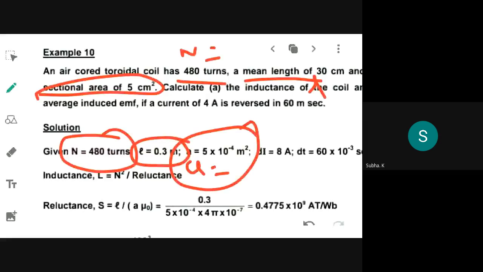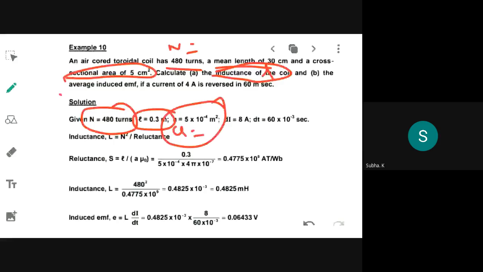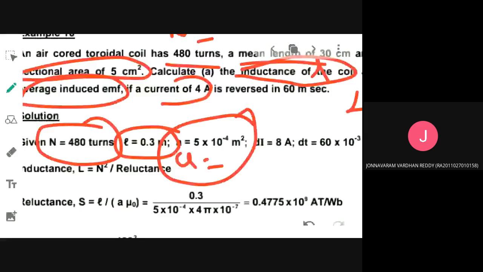They have asked you to find the inductance of the coil, L, and the self-induced EMF. What is the current that is specified? 4 ampere. The 4 ampere is reversed in how much time? 60 millisecond. So how will you solve the problem? You have to tell me.